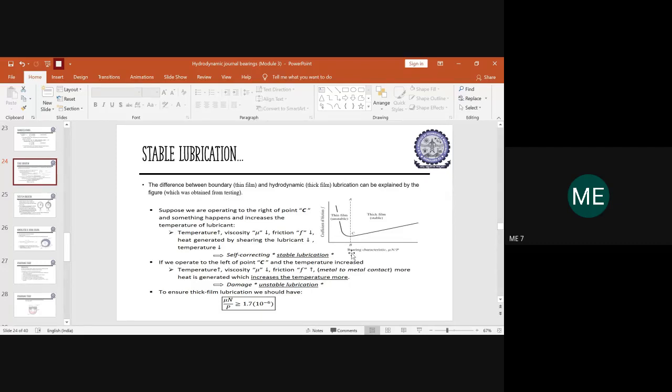To make the smooth flow across the bearing and the journal, we should always see that the required film of the lubricant is achieved. So you have to always see that mu n upon p value is greater than or equal to 1.7 into 10 raised to minus 6. This is the value one has to calculate and check. Then you can claim that the lubricant you are using is a stable one, or else it will be termed unstable. So this is what I wanted to explain related to stable lubrication.